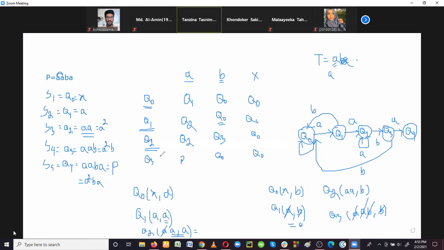So what we did here, at first we have to create some states, right? And then from this pattern, we can create a table, isn't it? Yes, ma'am. Okay, then now we can compare the text with the characters of the pattern.